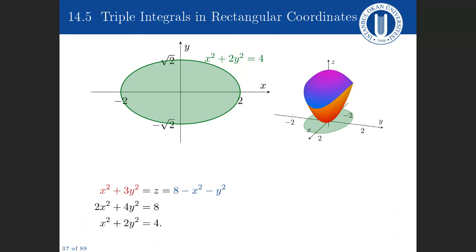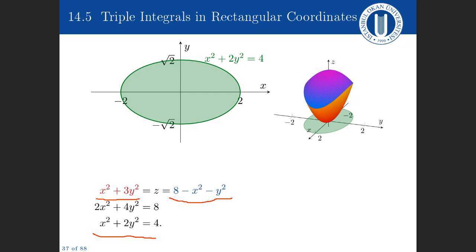We obtain this green shadow when the blue surface intersects the red surface. So we get this when 8 minus x squared minus y squared is the same as x squared plus 3y squared. Playing with these, we find that x squared plus 2y squared is equal to 4. So we must have the ellipse x squared plus 2y squared is equal to 4.